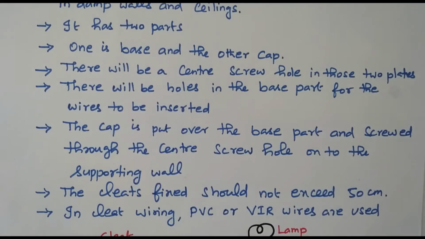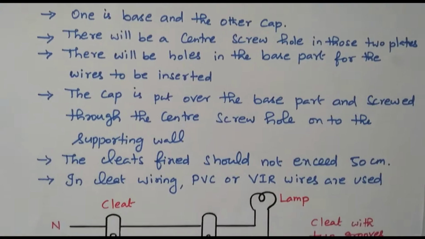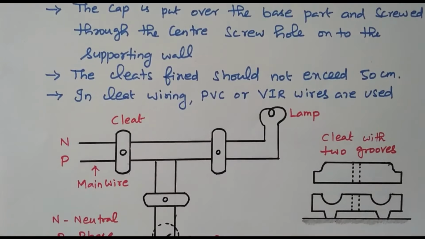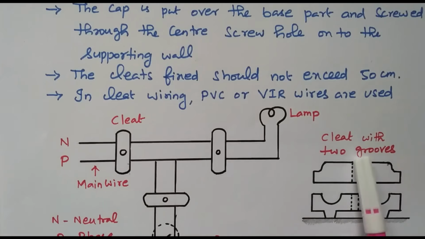We will refer to the diagram so that you are able to understand easily. So it is a temporary wiring. These types of wiring are used for temporary purposes. See, this is the clad available. The 2 parts are available here, top one and bottom one. This is the screw part. Here the hole is available, and in that the wires are placed.